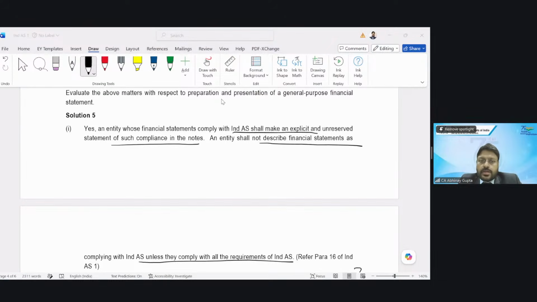So that was it on the revision of Ind AS 1 for today. So let's have a break now for 15 minutes and then we will start Ind AS 34 revision. Okay. So we will be back in 12 to 15 minutes. Maybe 8:25 is now. So 8:40.